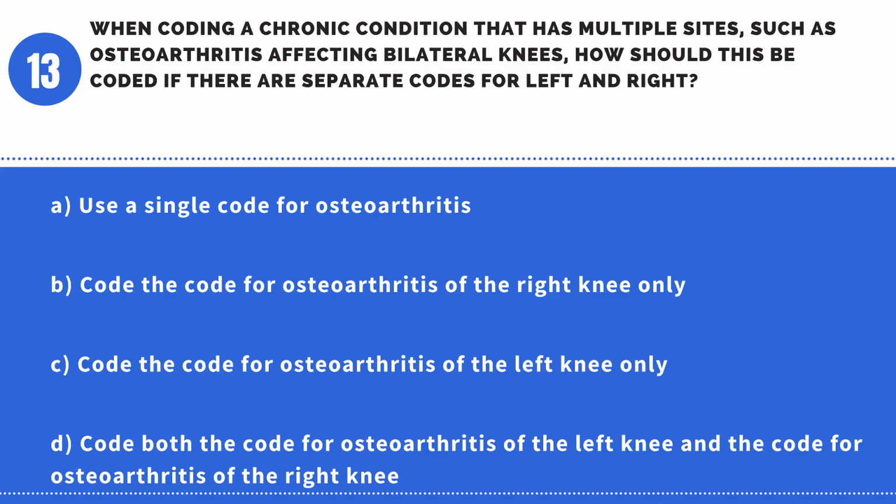Question 13. When coding a chronic condition that has multiple sites, such as osteoarthritis affecting bilateral knees, how should this be coded if there are separate codes for left and right? A. Use a single code for osteoarthritis. B. Code the code for osteoarthritis of the right knee only. C. Code the code for osteoarthritis of the left knee only. D. Code both the code for osteoarthritis of the left knee and the code for osteoarthritis of the right knee.